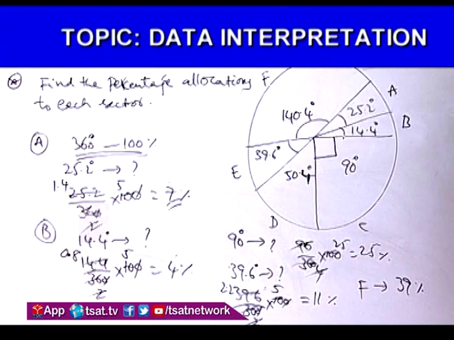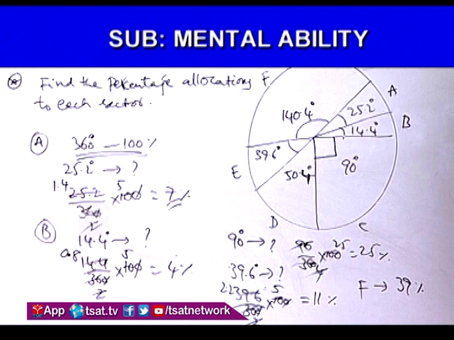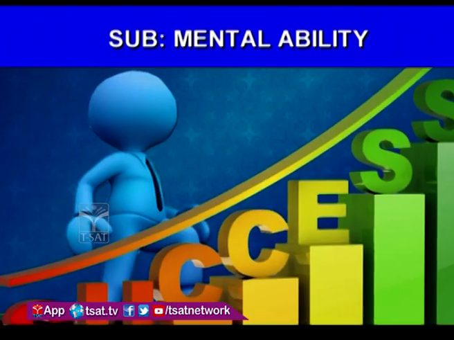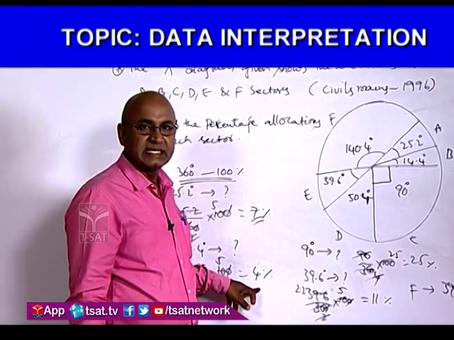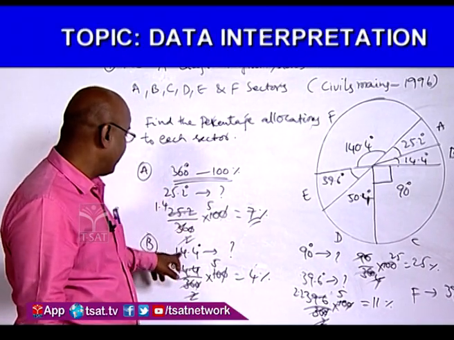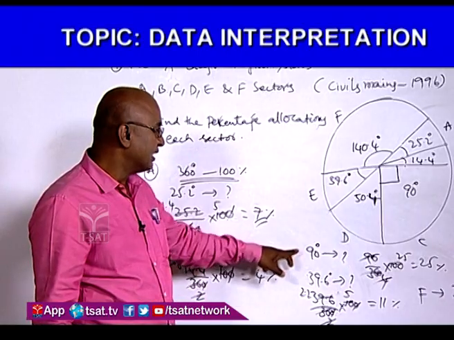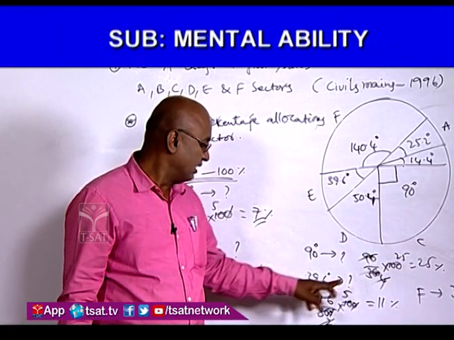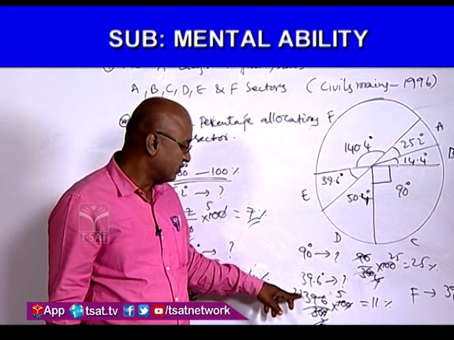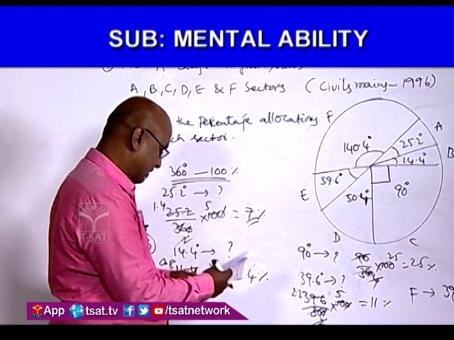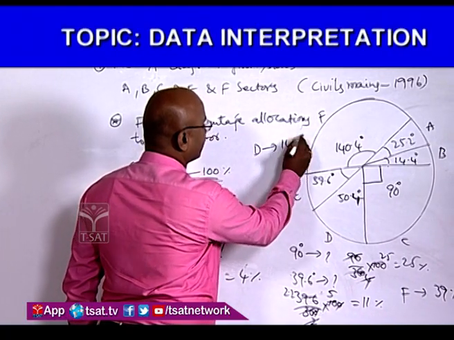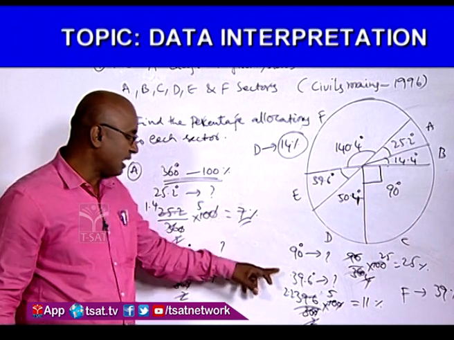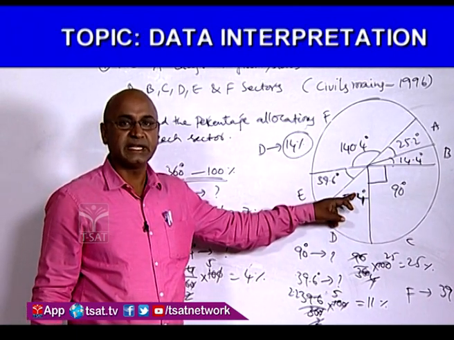So first example, 25.2 degrees, how much? 25.2 by 360 into 100, that is 7%. Similarly, all the answers we find here. Similarly, we find all the angle percentages. Got it? Example, B 14.4 degrees, it is 4%. C 90 degrees, it is 25%. And D 50.4 degrees, that is equal to 14%. So in this way, we find the percentages of each and every sector.